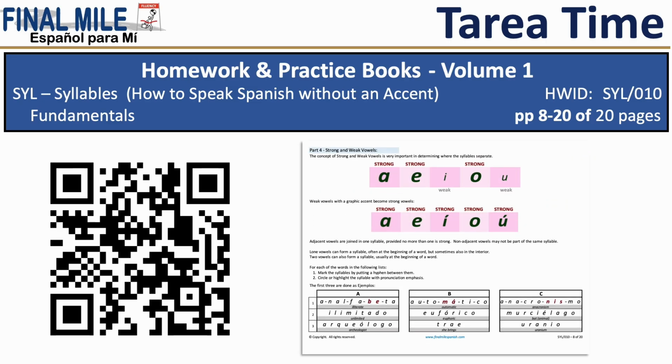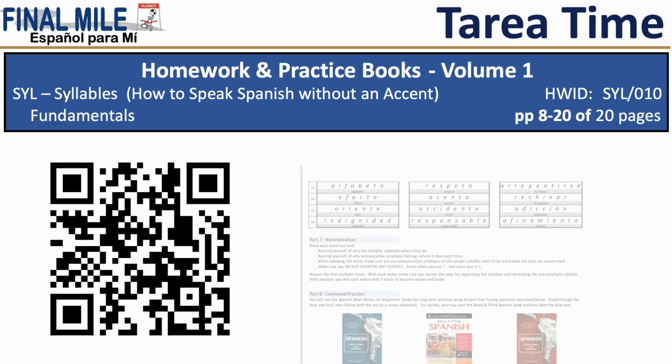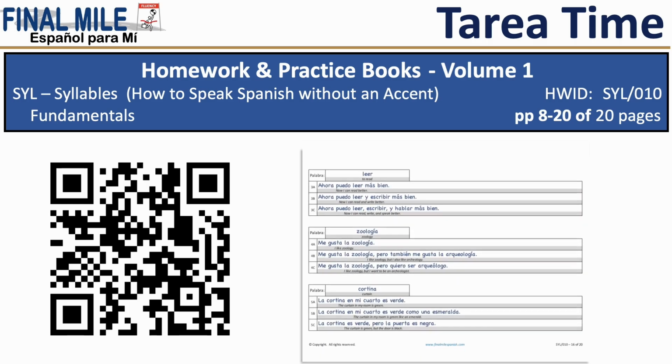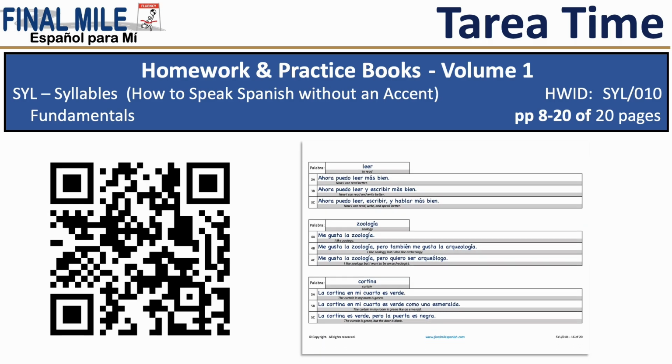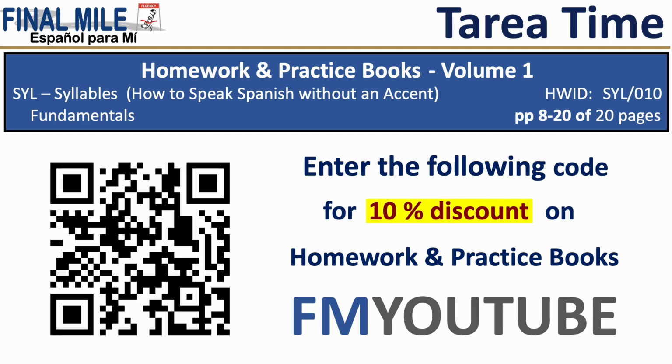And this is what the rest of the pages look like. This is just a few. I can't show you all 20 pages, but there you are reminded, okay, of strong and weak vowels. You can see the lists of words that you're going to practice with. It also tells you the books, how you're going to use the books to do your continued practice. The naturalization part is very, very important. Please don't neglect that. Okay, and then there is opportunity for you to make sentences if you feel up to it. Those were examples, and here you can enter your own sentences.